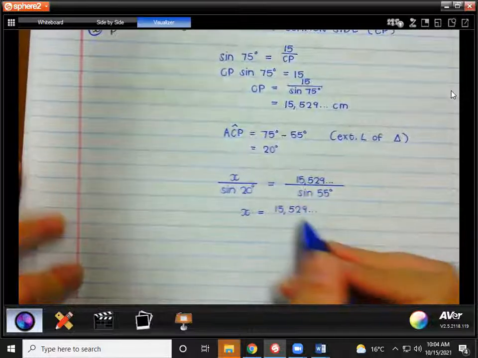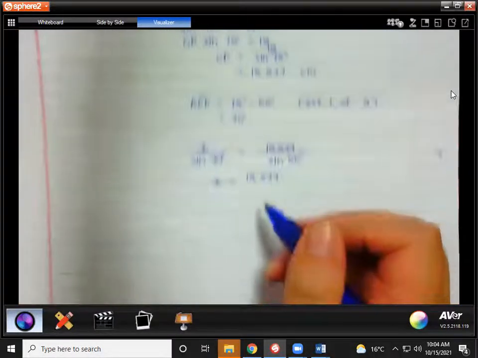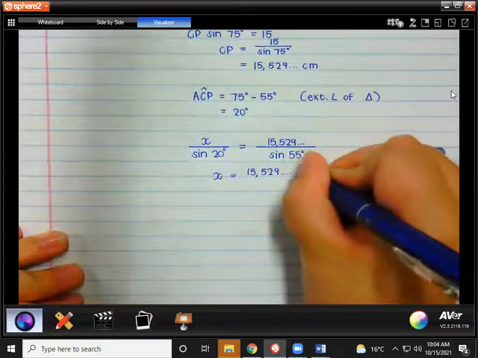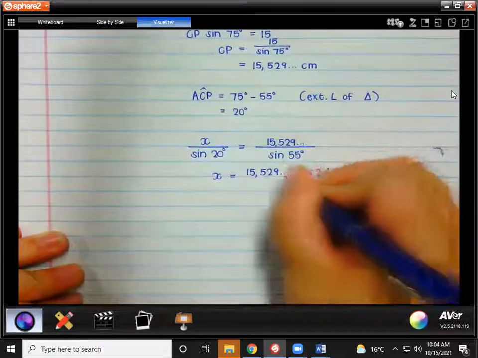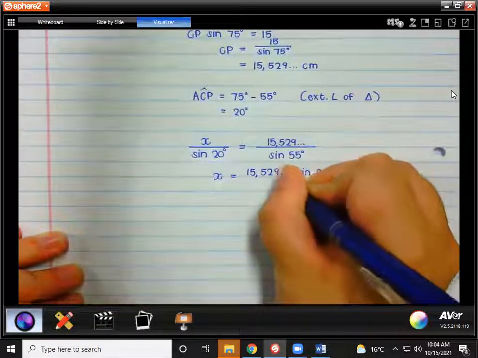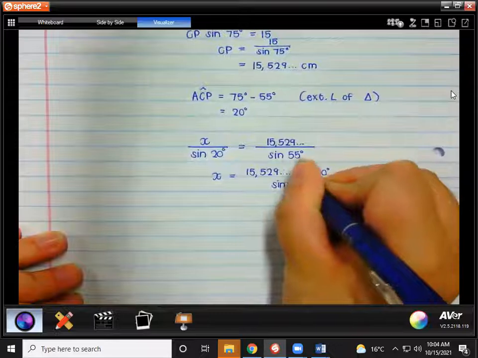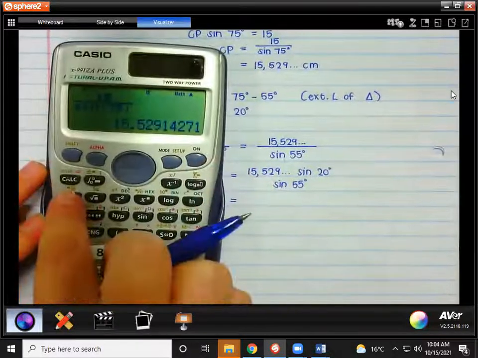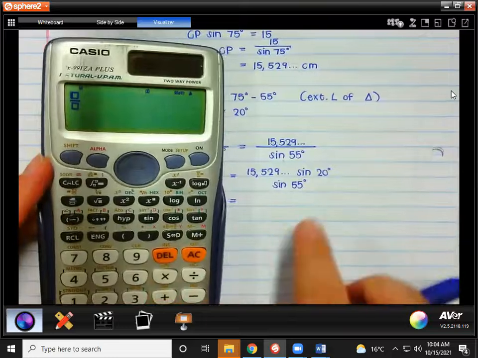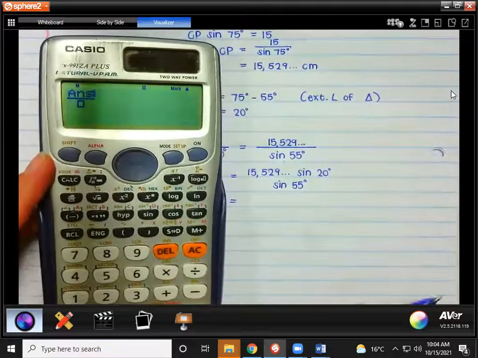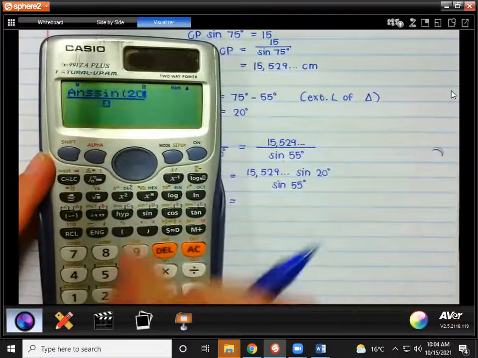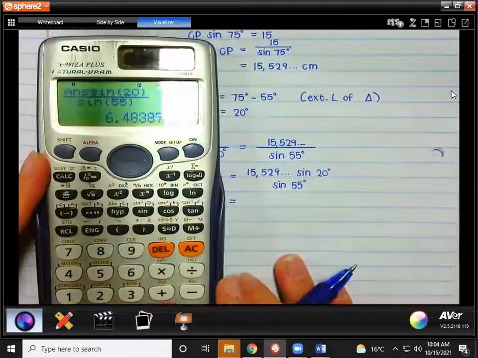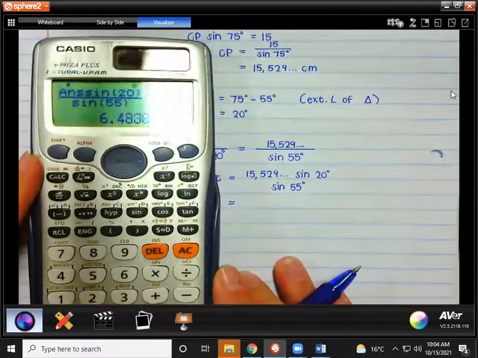Guys, every time that I'm doing this dot dot dot thing, you're welcome to write just 15,53. You would type that in. So I'm just going to show you. I'm going to do my fraction button. I'm going to press answer. Sine 20 over sine 55. And the answer is 6,48.